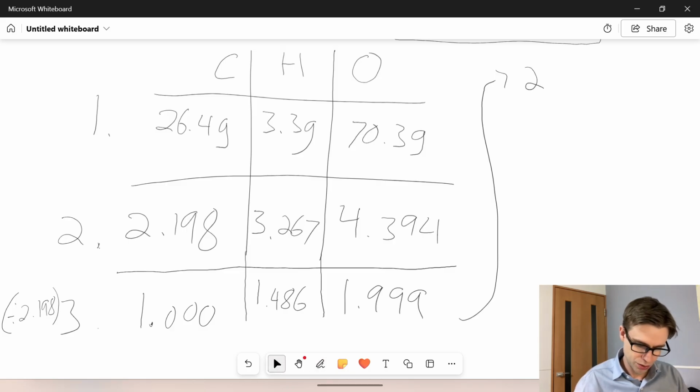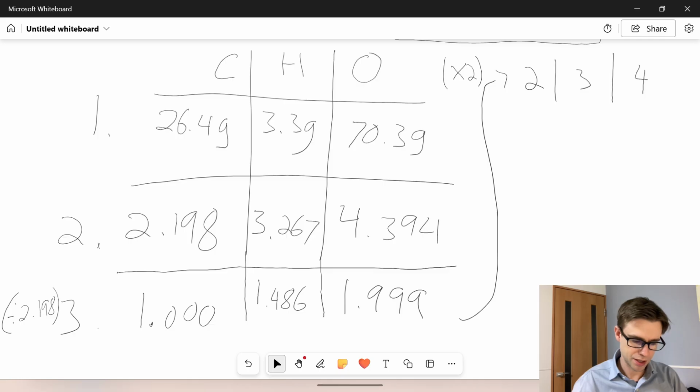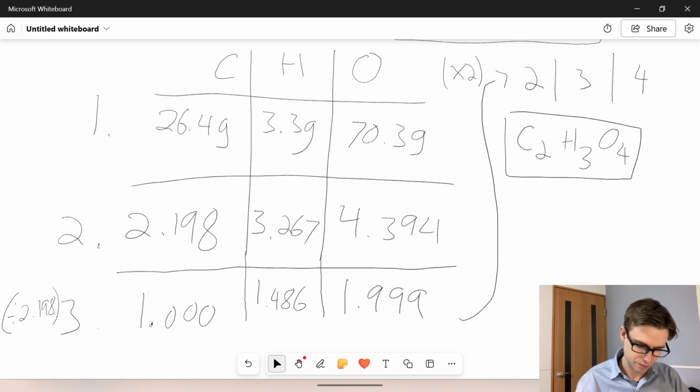So do that. We'll get 2. For the other one, I'll get just under 3, but I'm going to round it to 3. And for oxygen, I'll get 4. Again, what I've done is just multiplied everything by 2. So that means my empirical formula for this compound that contains only carbon, hydrogen, and oxygen must be C2H3O4. That's the empirical formula.